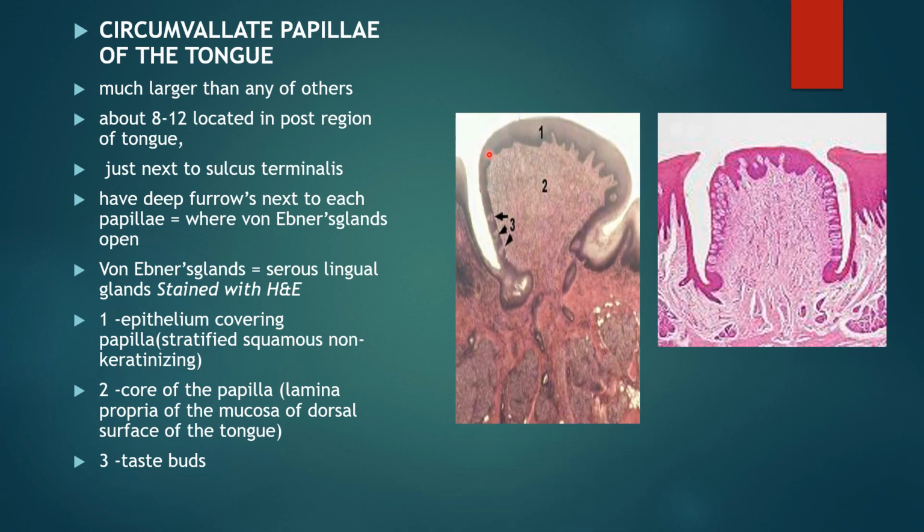Another slide, you can appreciate the circumvallate papilla. Its epithelium is stratified squamous non-keratinized. Number 2 is the core of the papilla from the lamina propria, and at number 3 you can appreciate the taste buds.